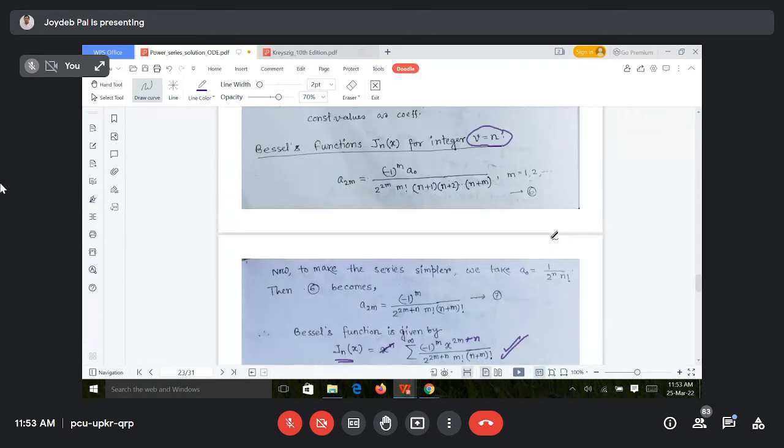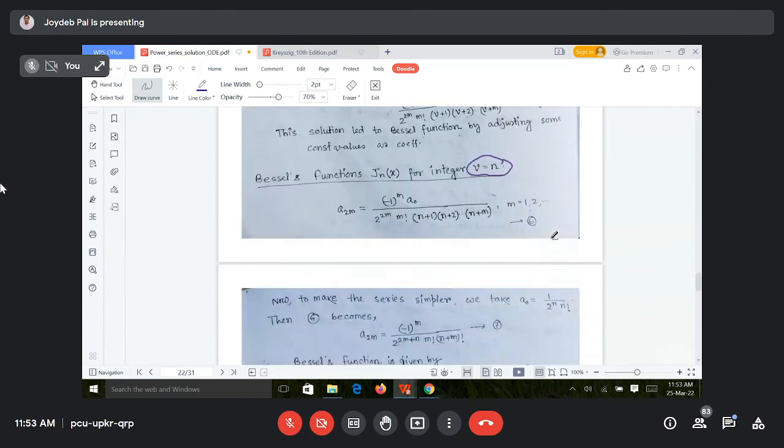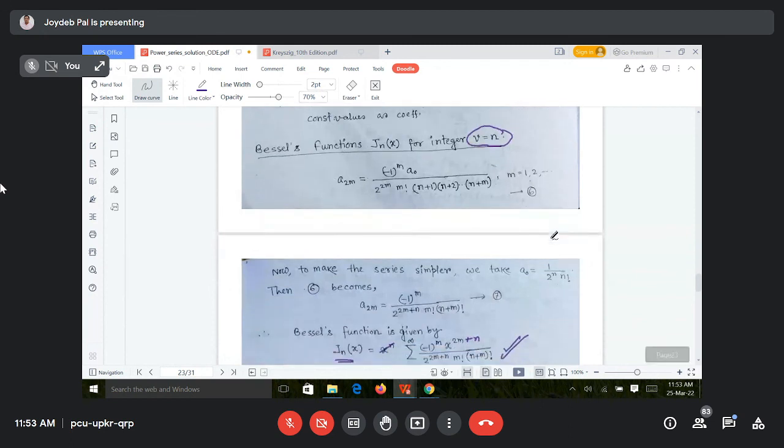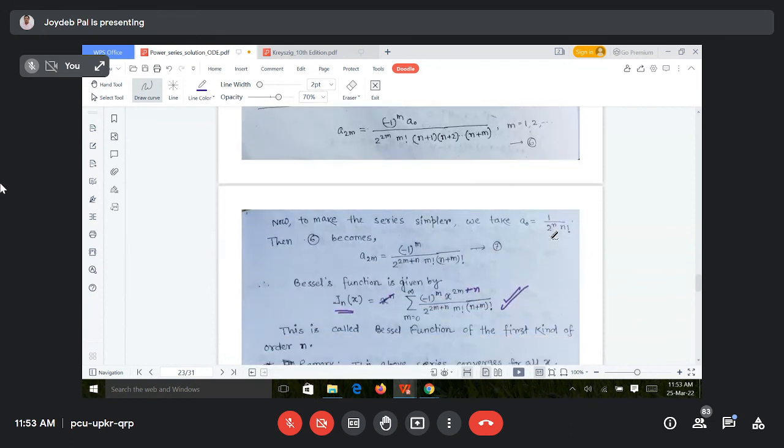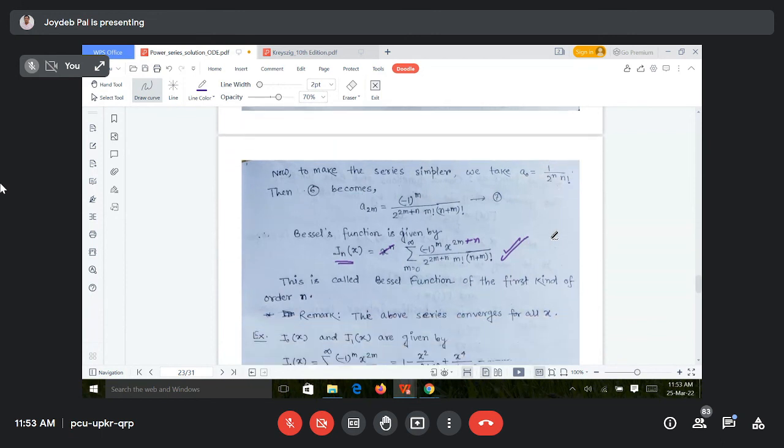If you are interested in the derivation of this Jn(x), then you have to see the calculation. But normally in the exam, the derivation of the Bessel function is not asked. There are some properties of the Bessel function, like the properties of Legendre's polynomial. We have seen various types of properties, right? So here also we are going to see various types of properties of the Bessel function.